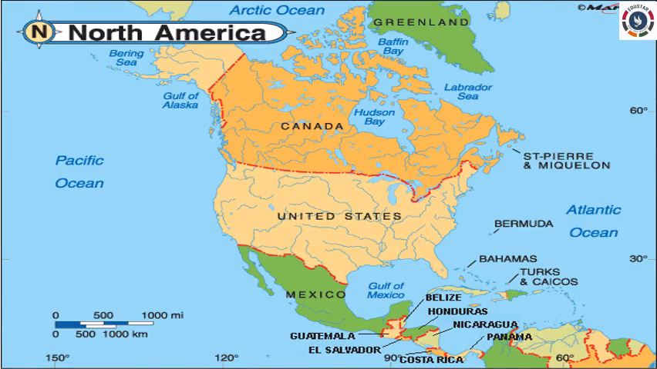Now we will see about North America. North America is the world's third largest continent and it is surrounded by Arctic Ocean to the north, Atlantic Ocean to the east and Pacific Ocean to the west.